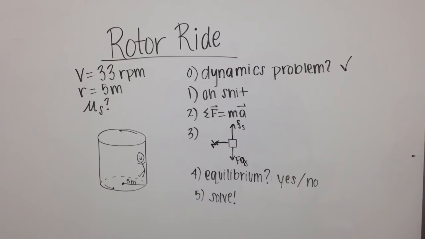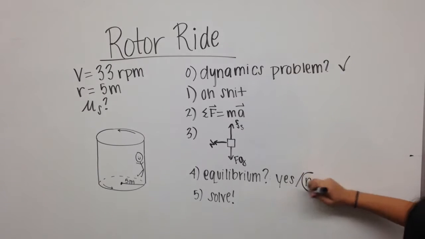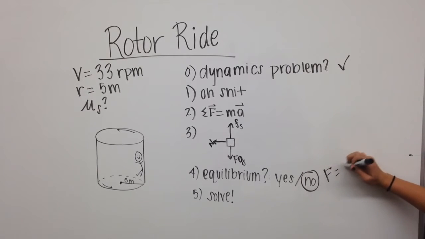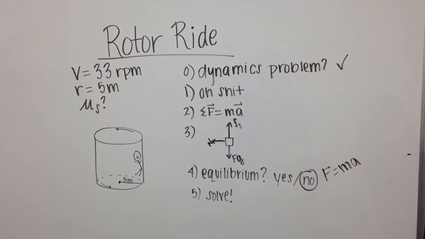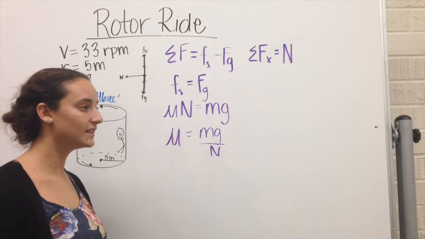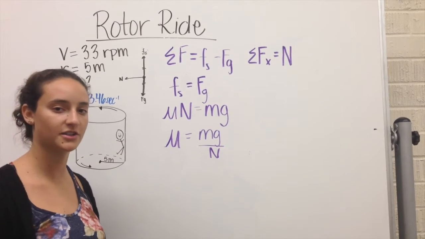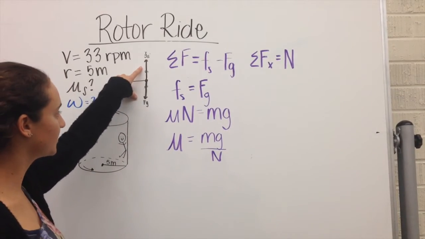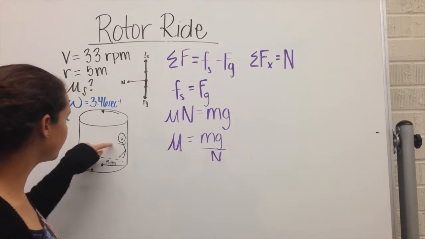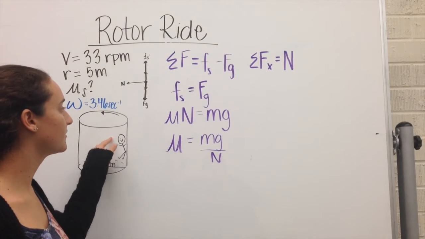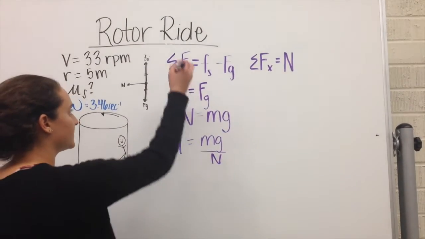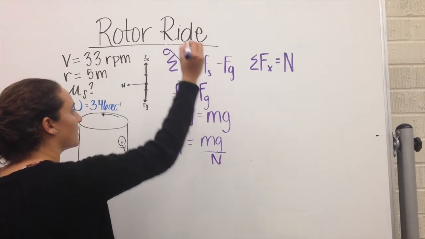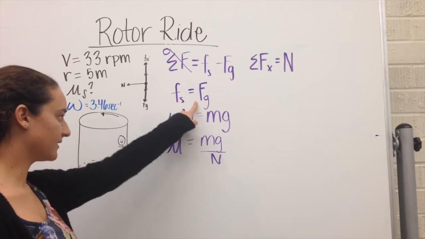Step 4, is the system in equilibrium? No, it's not. So again, we can say that the sum of forces is equal to mass times acceleration. And step 5, we solve. Now we're going to sum our forces in the y direction. So it's force of friction minus force of gravity, because the forces are in opposite directions, and because the person's not moving up or down, the sum of forces in the y direction is equal to 0. So then the force of friction equals the force of gravity.